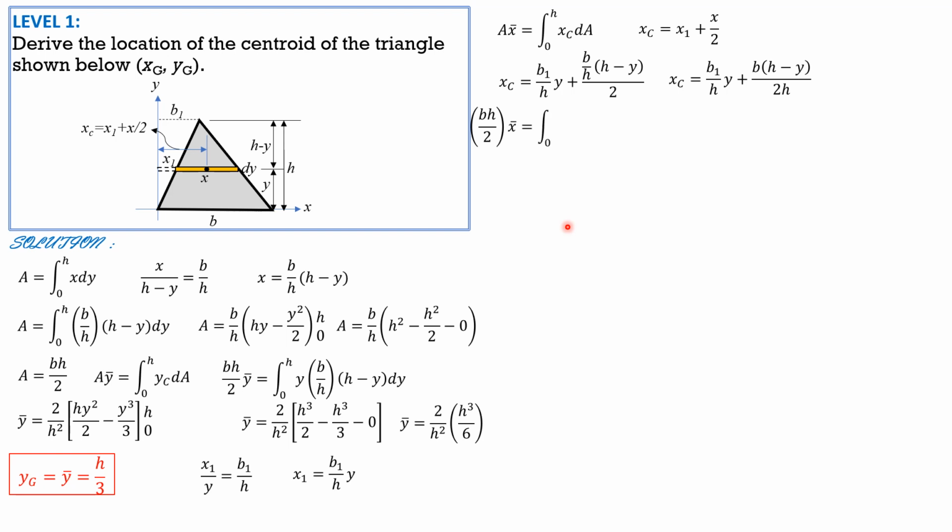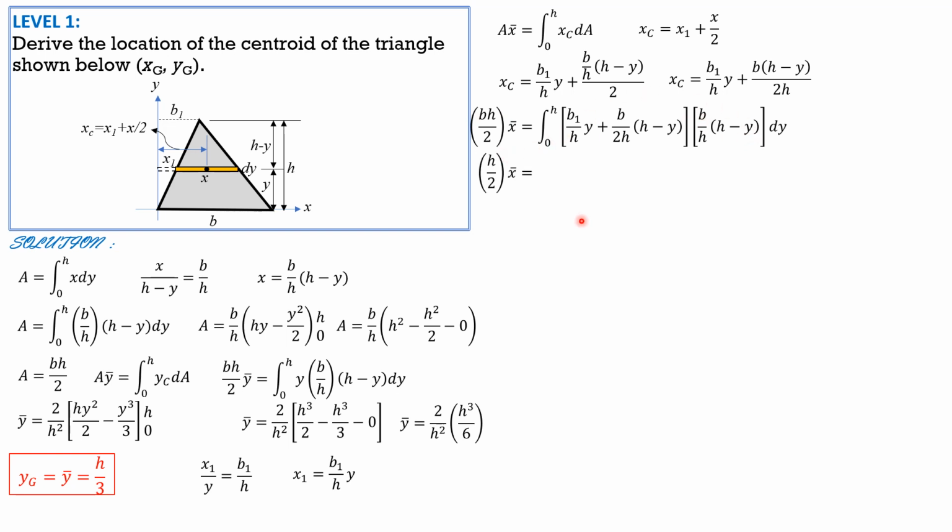So area bh over 2 times bar x equals the integral from 0 to h of the quantity b1 over h y plus b over 2h times h minus y. This is x sub c times dA, where dA is the differential area, b over h times h minus y dy. So we cancel out b, then distribute.